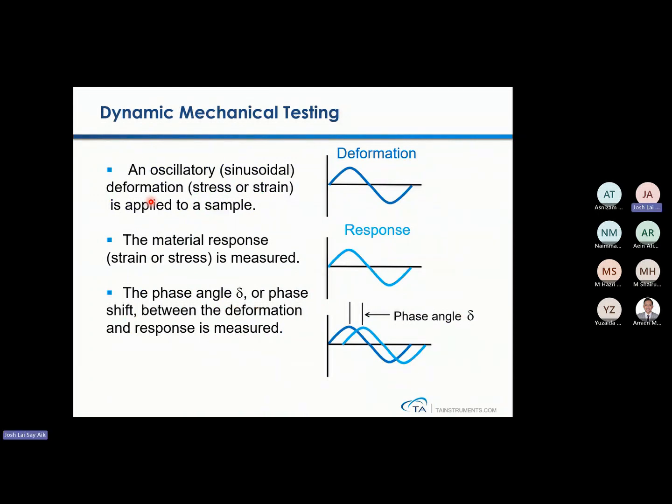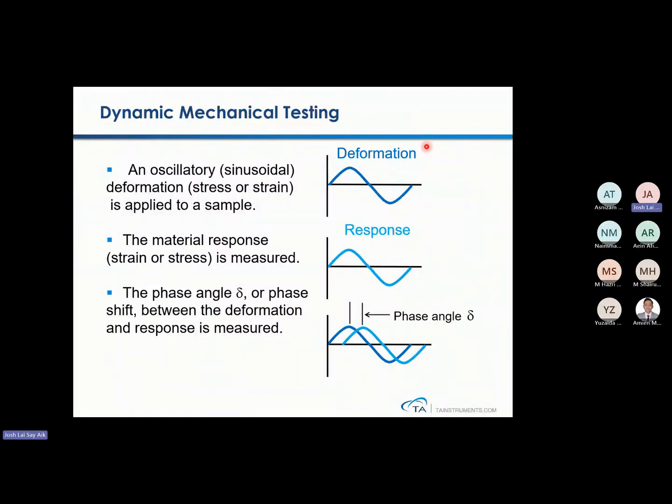So typically, you're going to have a deformation created by you, and the sample responds to this stress or deformation. And when we deform the sample, the response from the sample is not always going to be in phase with the deformation. But when we overlap these two, you can see this is a timeline. The deep blue one is what we are going to apply to the sample, and the light blue is going to be the response from the sample.